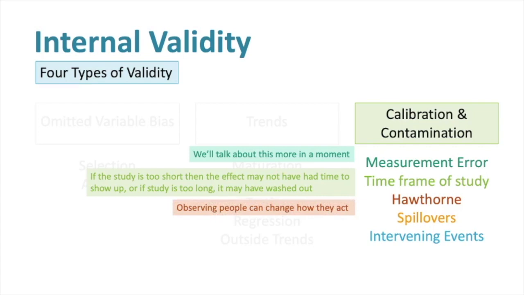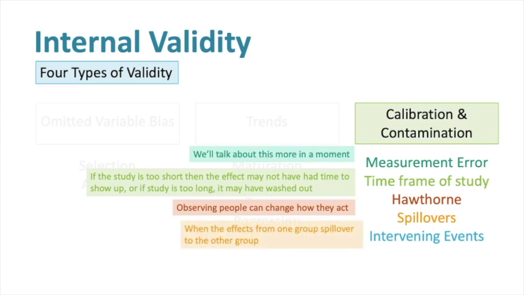This other one is called Hawthorne. This is when observing people actually changes how they act. This can be a problem because people tend to want to look a certain way when they're being observed, or they tend to avoid certain behaviors when they're being observed. And there's always ways around that, but it's really important to note that if individuals know that we're observing them, it may change their behavior just because of that one simple fact.